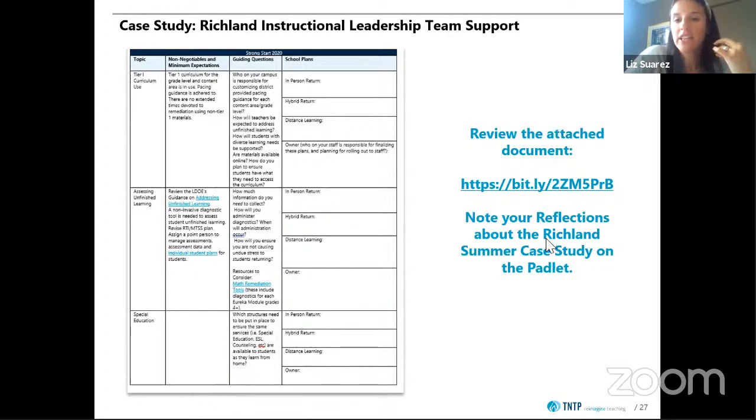Once you have taken a look at this, and this can be reflections about this document or any of it, there is a spot on the Padlet for you guys to go ahead and post your reflections. So if you still have that open, please do go ahead and jot your notes down on the Padlet.